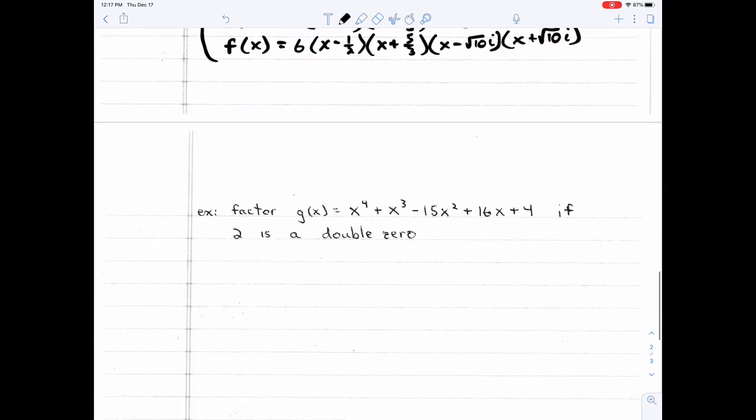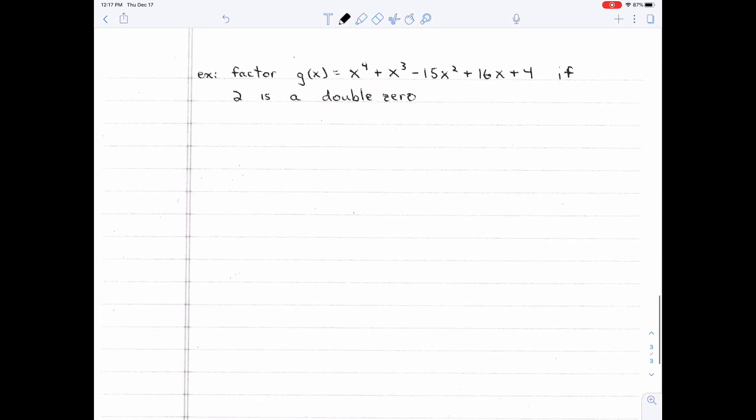Okay, let's take a look at this. I'm going to factor this thing if 2 is a double zero. Remember what it means to be a double zero? It's like multiplicity 2. That's what it means. In other words, it's a zero twice. Okay, so what do I do? Well, I can't factor that g of x by inspection, so I'm going to divide. Okay, so we have 1, negative 15, 16, and 4.